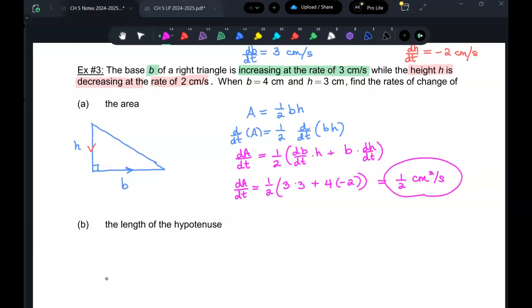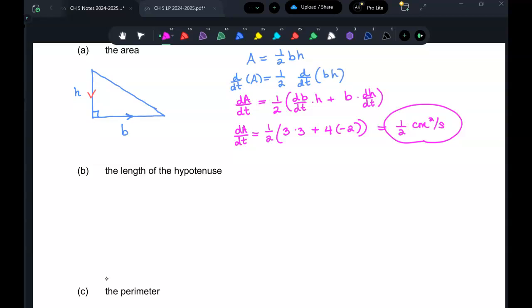So that just means if we took this triangle, and this is getting bigger at 3 centimeters per second, this is getting smaller at 2 centimeters per second, right at the instant when this is 4 and this is 3, the area is increasing at 1/2 square centimeter per second. So it's still getting bigger. Now, would that necessarily be true at a different instant in time? No. So it's at that snapshot. How is the area changing if those two sides are changing at the same time?